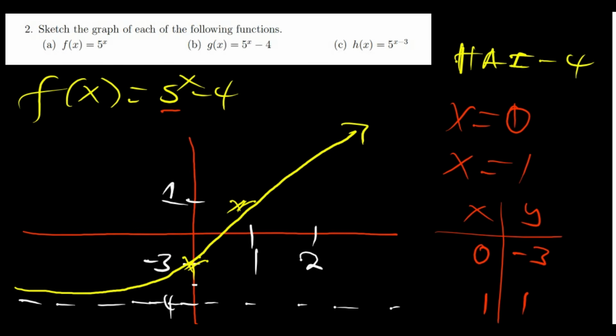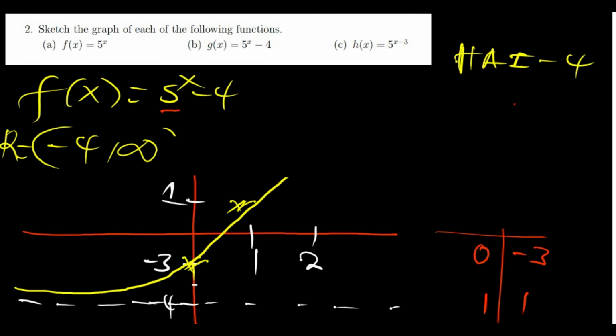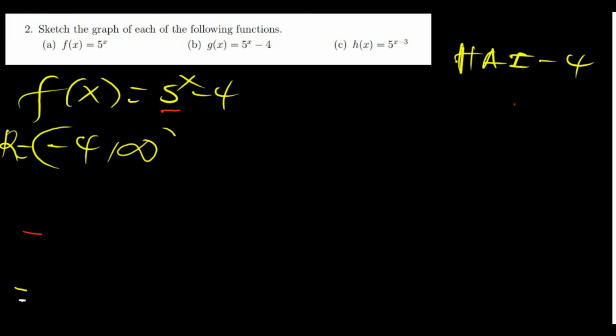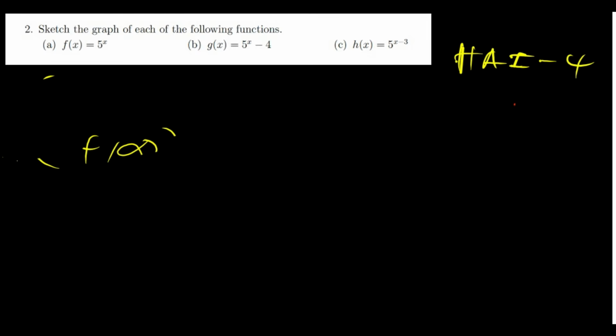Okay, but -4 is not included, so we're going to say -4 all the way to positive infinity. That is going to be our range, but the domain of exponential is always from negative infinity all the way to positive infinity. Now the opposite is true when we start doing logarithm. Okay, but we're going to see how.